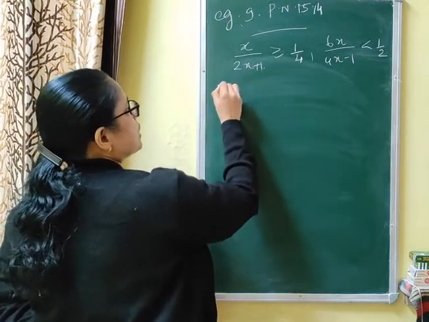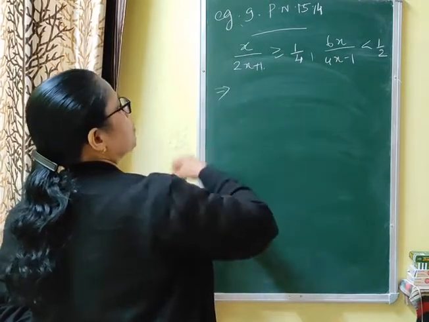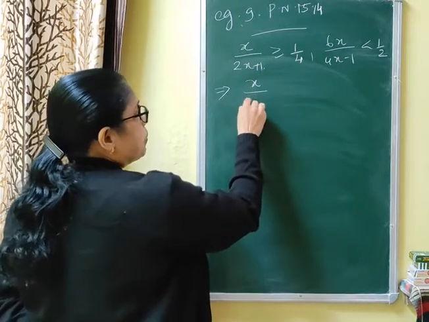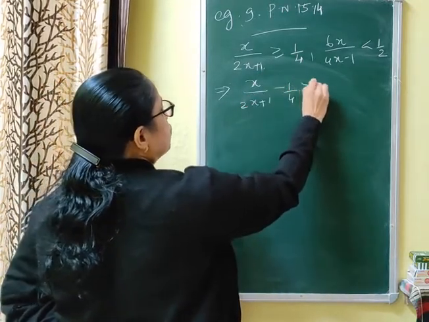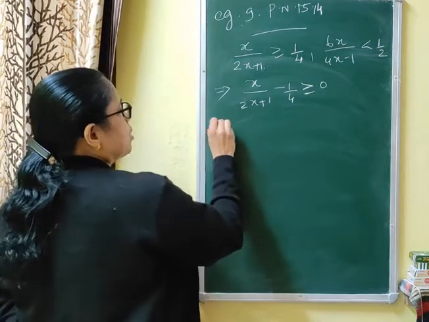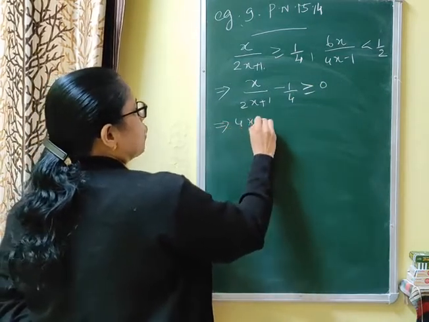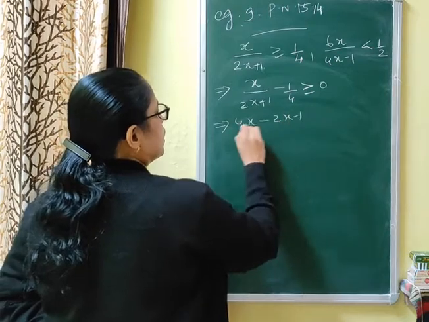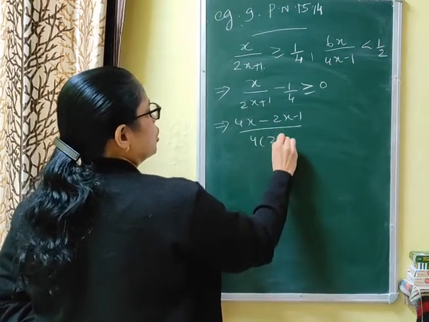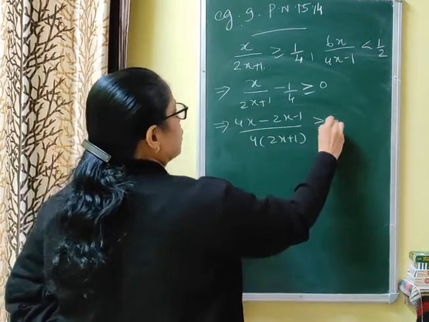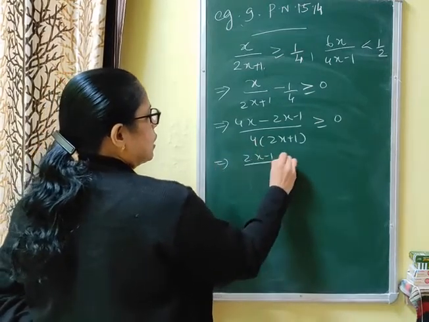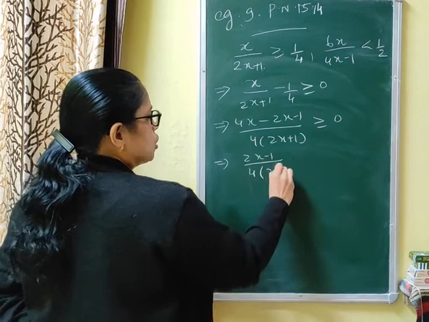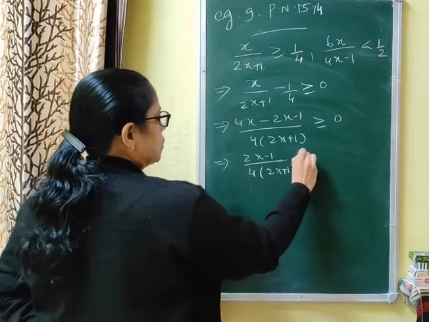x by 2x plus 1 greater than or equal to 1 by 4 implies, this step is very important, x by 2x plus 1 minus 1 by 4 greater than or equal to 0. Now by taking LCM you get 4x minus 2x minus 1 upon 4 into 2x plus 1 greater than or equal to 0. That implies 2x minus 1 upon 4 into 2x plus 1 greater than or equal to 0.